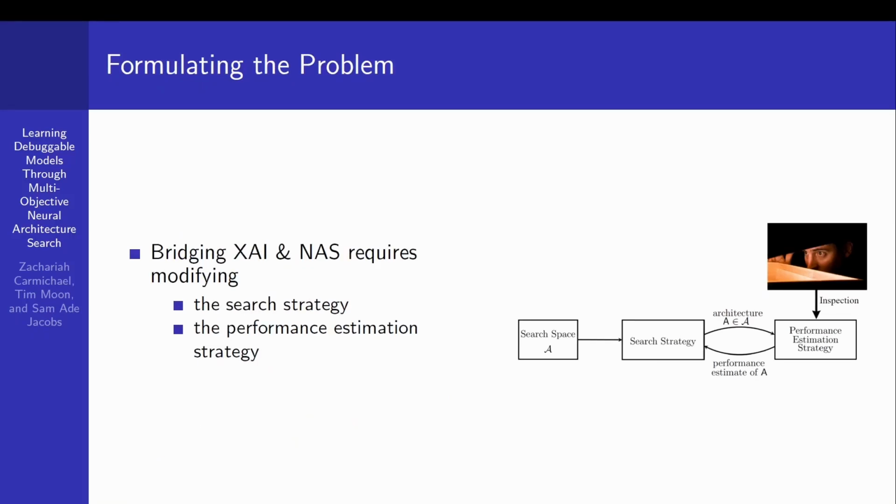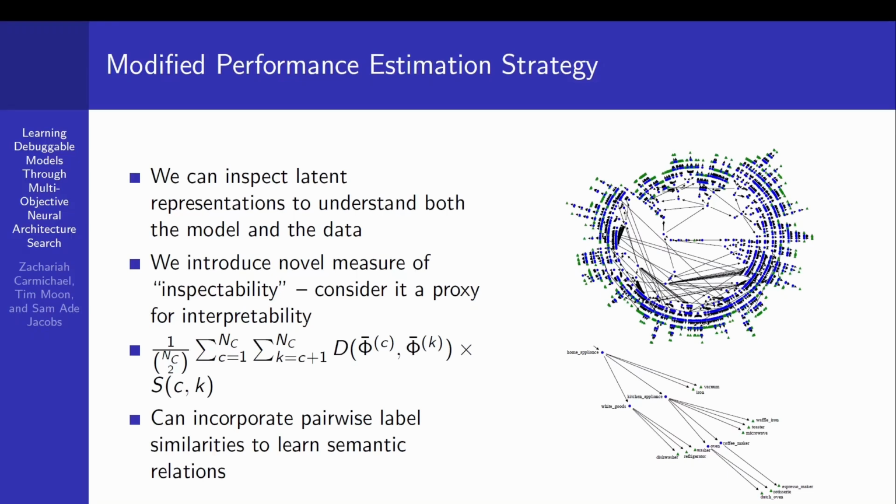So in formulating the problem, we have to actually formulate the search strategy and the performance estimation strategy, because we need to make architectures that perform well on a task, yet we can actually debug them under certain criteria. So we modify the performance estimation strategy. In this work, we try to understand how latent representations can be used to understand both the model and the data. So we have a measure in the paper we call introspectability. It's just the surrogate metric for how debuggable the latent representations for a given architecture are. And formally, it is basically the expected value of the pairwise distances between the activations throughout a network between different classes. And it's nice with this definition because we can also incorporate the actual domain knowledge, such as from ImageNet, you have the WordNet label similarities, and you can learn semantic relationships and build hierarchies into your neural architecture search.